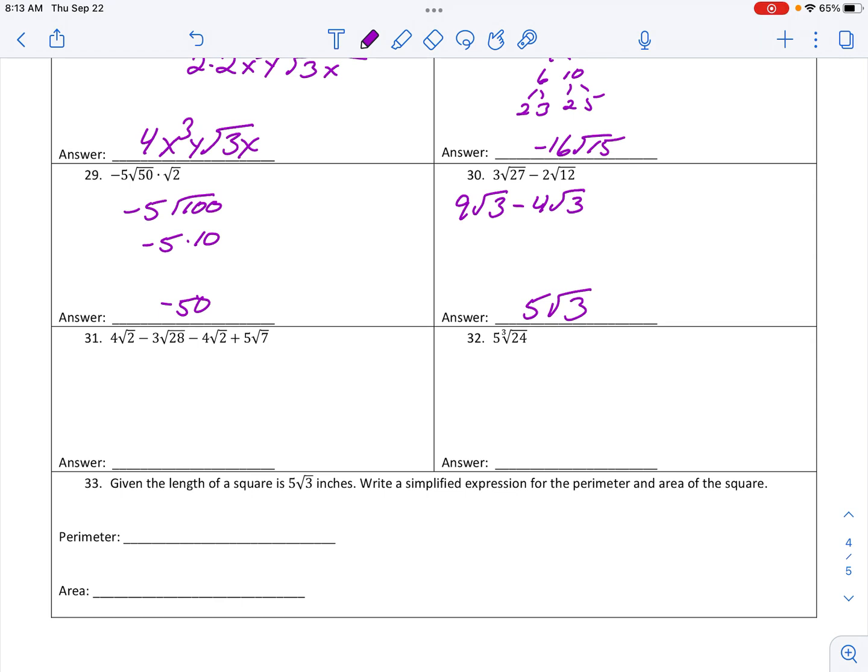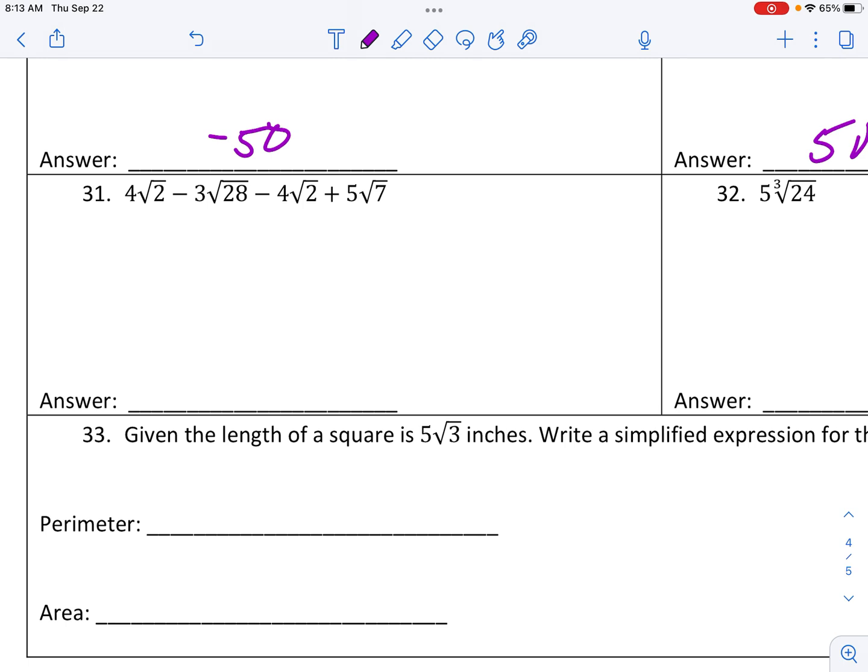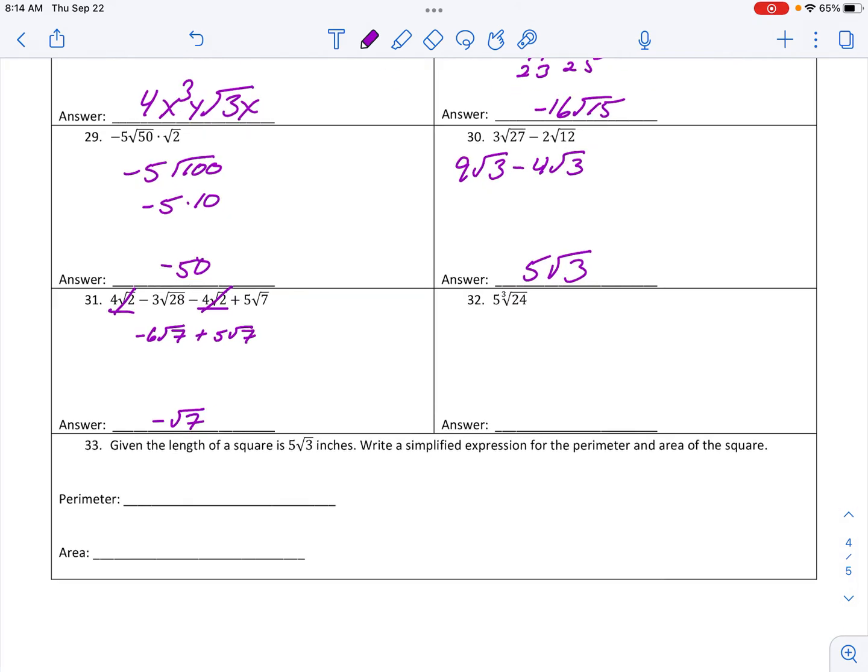All right, next one here, 31. Okay, first thing I notice is I've got some like radicals to start off with, and they're exactly the same. They're opposites. So those are going to cancel out completely. Nothing remains. Now, 3 root 28, I'm going to try to simplify down, and I can, to negative 6 root 7. Happens to be like radical with 5 root 7, so negative 6 plus 5 is negative 1 root 7.